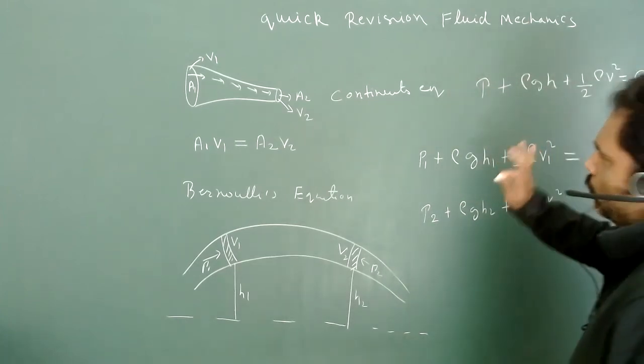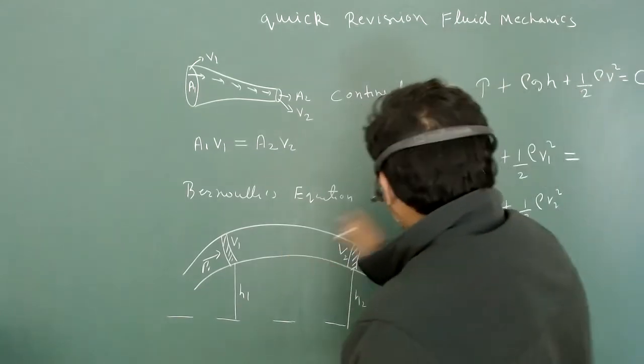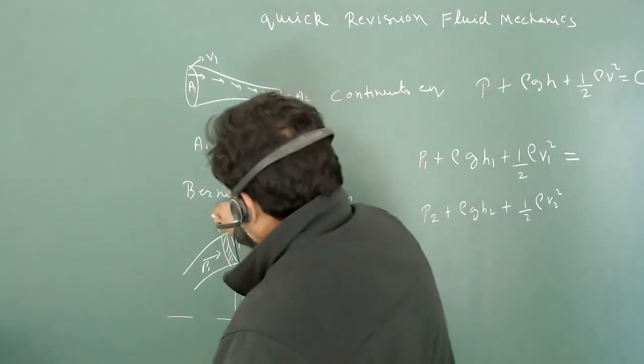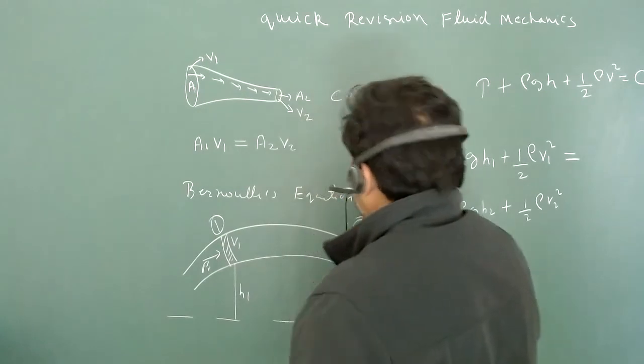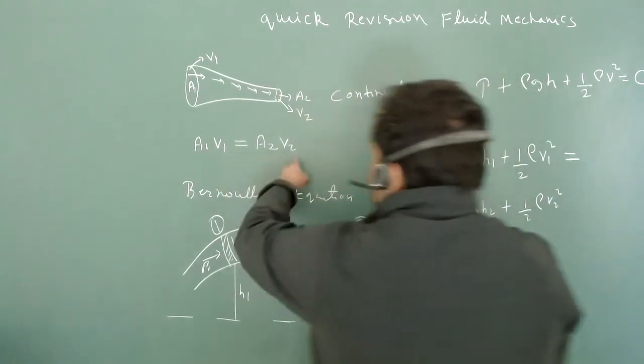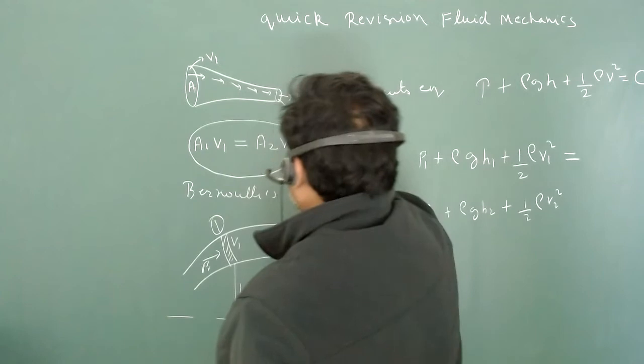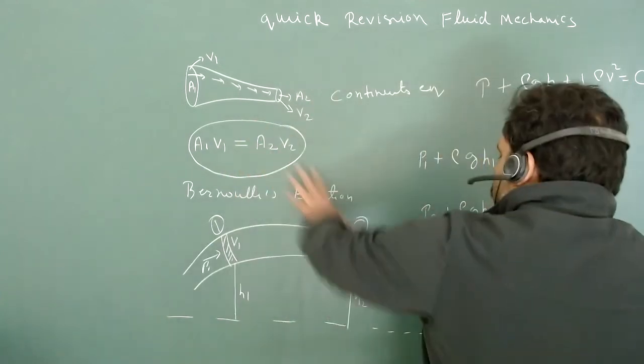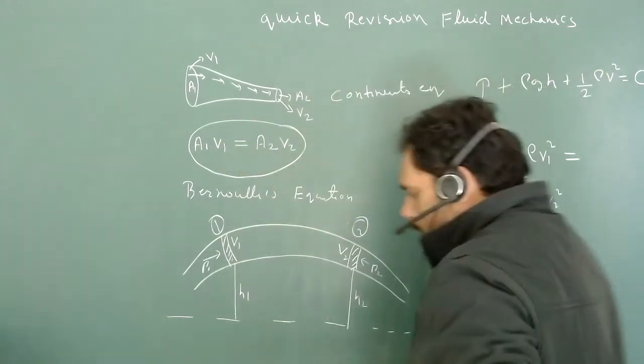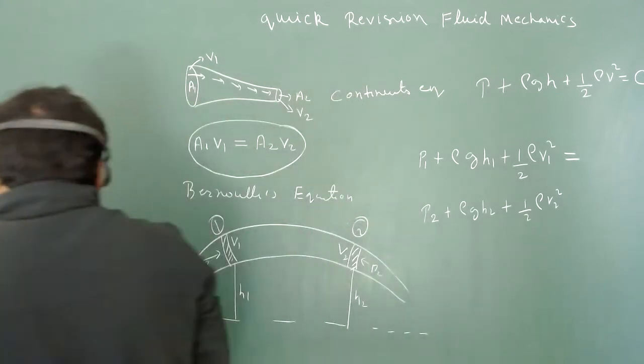This is particularly known as Bernoulli's theorem. What you have to do is use Bernoulli's theorem for two points, this is the first point and this is the second point, as well as the continuity equation if you have cross-section areas. You can use these two things, and you can calculate anything from this.